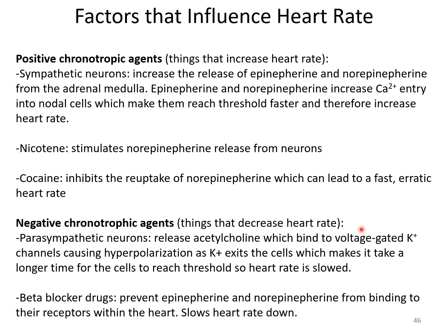Negative chronotropic agents are things that decrease the heart rate. You've got parasympathetic neurons, so rest and digest. These guys release acetylcholine. Acetylcholine binds to voltage-gated potassium channels, causing hyperpolarization.